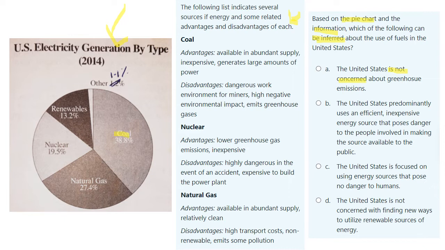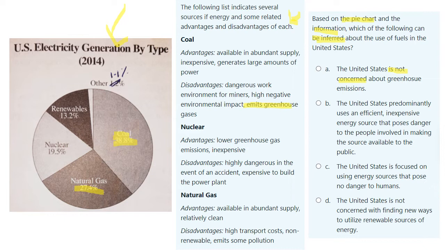Well, coal is 38%, natural gas is 27%. So these are both big on greenhouse gases. If you look at the disadvantage of coal, it emits greenhouse gas. So A, possible. You might argue that they don't care about greenhouse gases because they have such a large percentage of their electricity generation coming from fossil fuels.